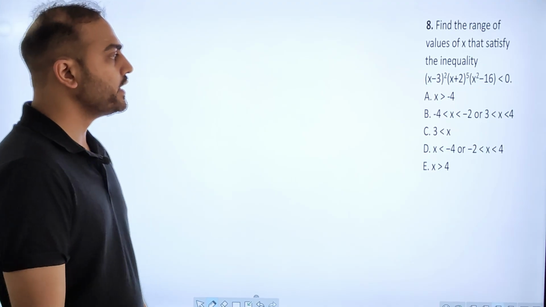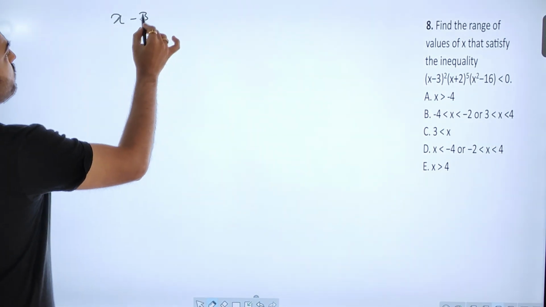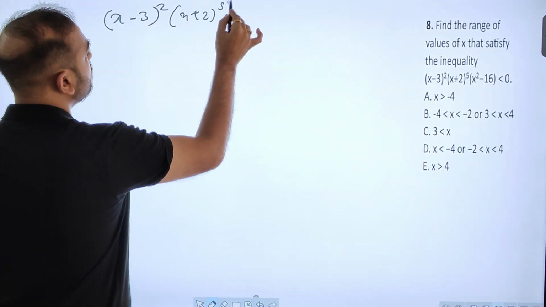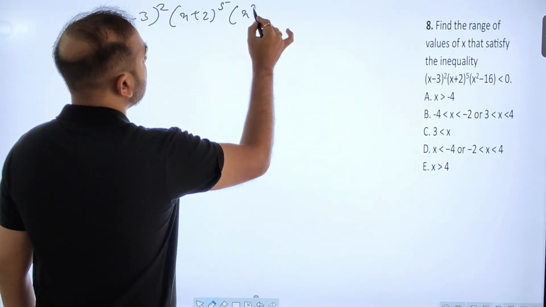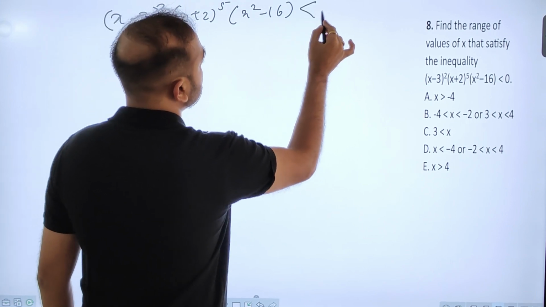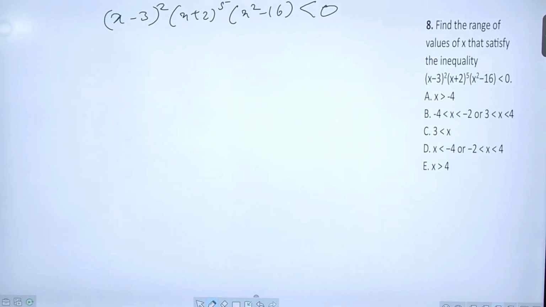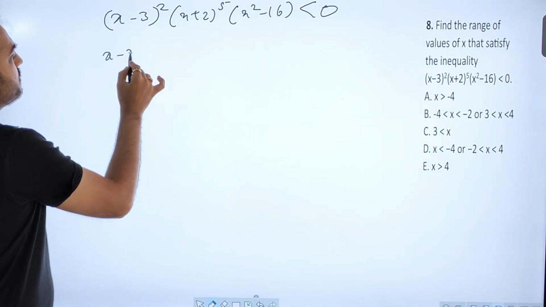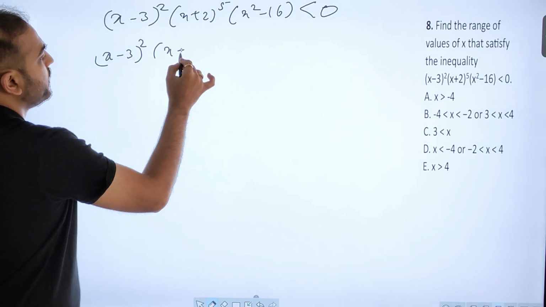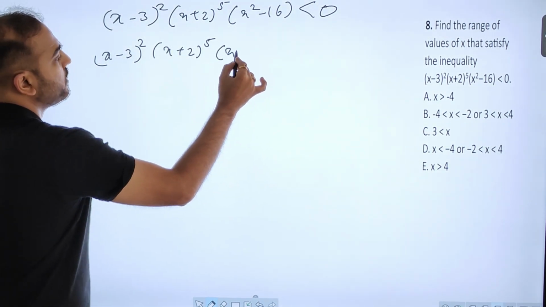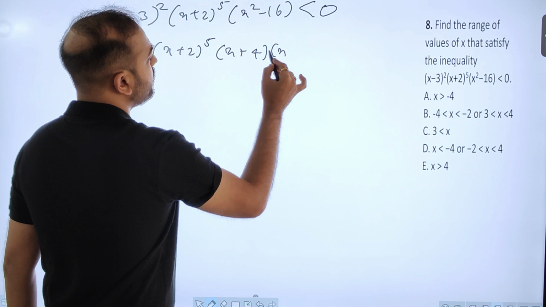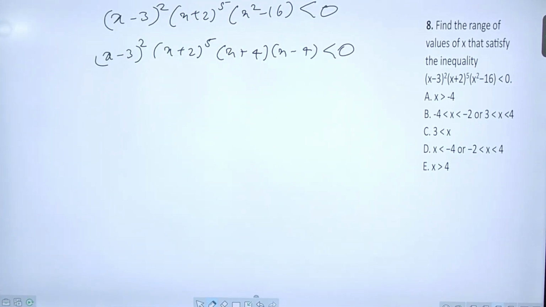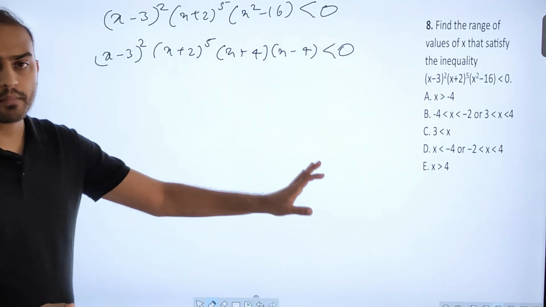A higher order inequality, let's write it down and simplify it. We have (x minus 3) whole square, (x plus 2) whole power 5, (x square minus 16) less than 0. Now I can see this is a square minus b square, so (x minus 3) whole square, (x plus 2) whole power 5, (x plus 4)(x minus 4) less than 0. Now do not rush, don't directly jump into your number line.